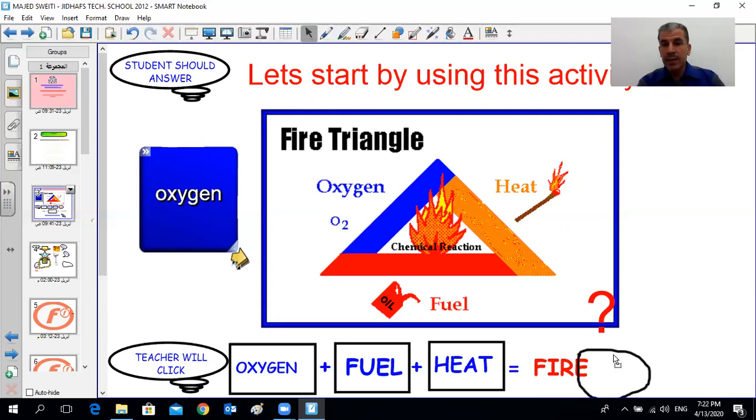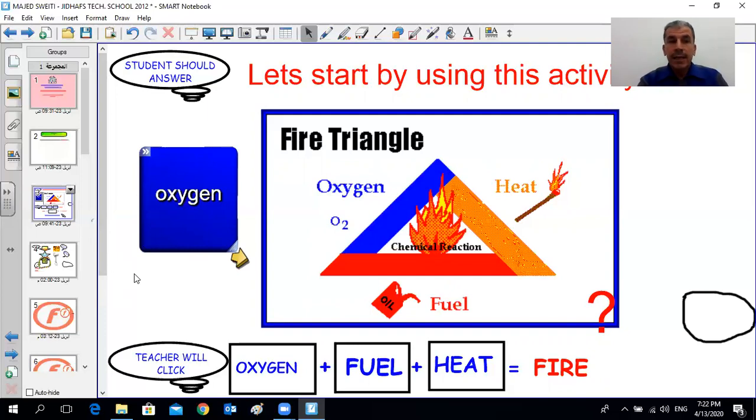So we need those 3 things to create a fire. In the end, our result will be fire. Here, if we check, we have oxygen, heat, and fuel. So we get the fire triangle. Now, this pre-activity shows us the materials that we need to create fire. Why do we need the fire? Because the engine gets this heat energy, and this heat energy from combustion makes rotation, makes movement.